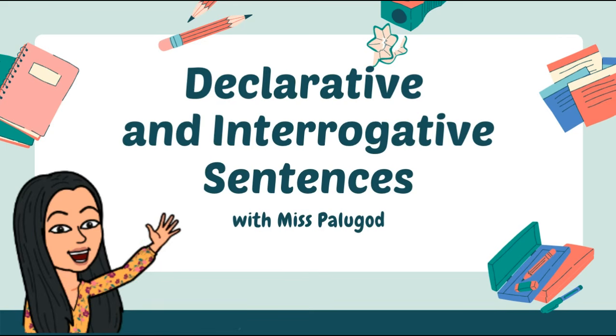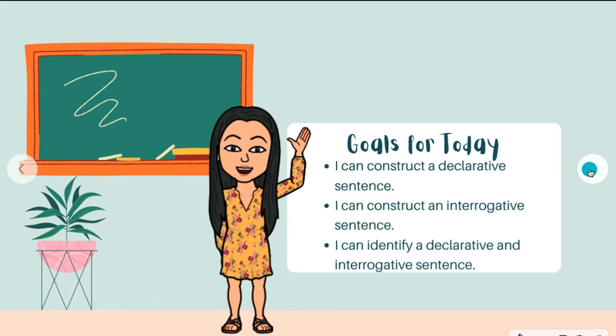Today we're going to be learning about declarative and interrogative sentences. The goals for today: I can construct a declarative sentence. I can construct an interrogative sentence. I can identify a declarative and interrogative sentence.